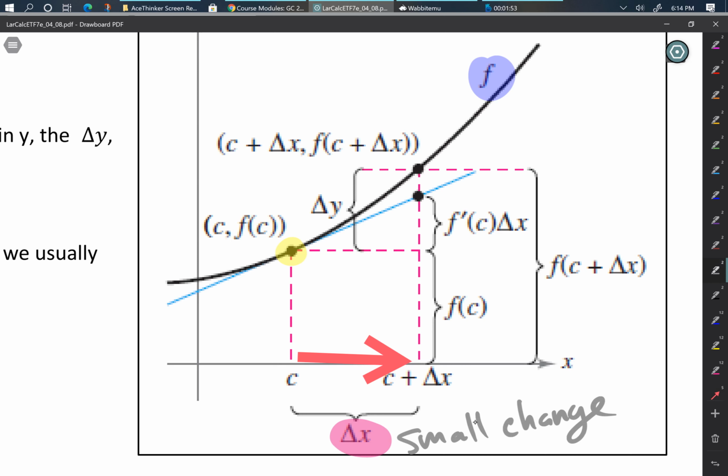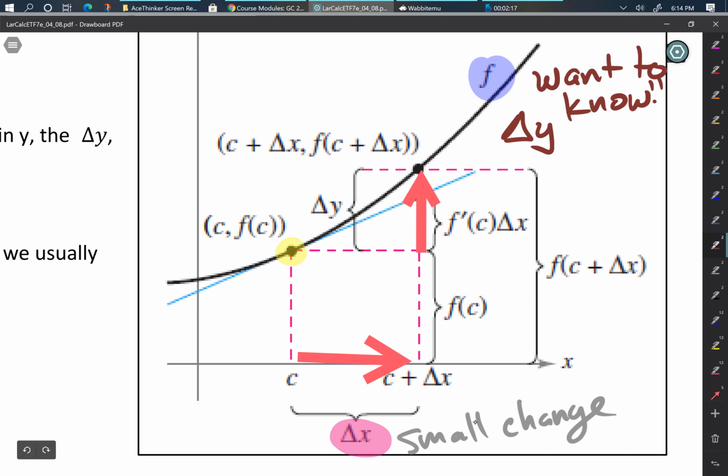Okay? And what we would really like to know is how much does y change when it goes from here up to there, because that would be the actual change in y. This is what we want to know. But for whatever reason, the function f is a difficult function to work with, and we don't want to calculate it directly. We don't want to actually plug in 5.06 or 2.1 into the f function and evaluate it.